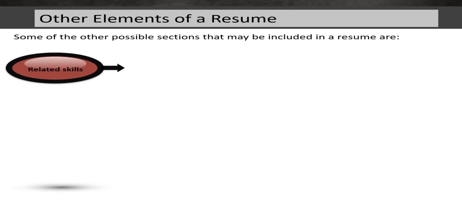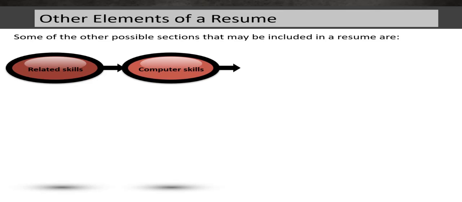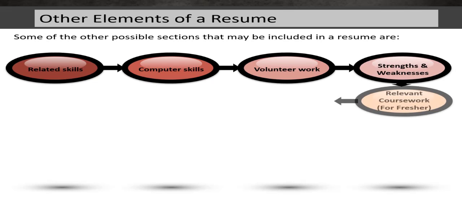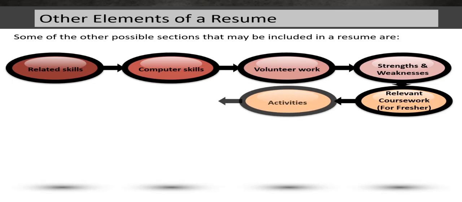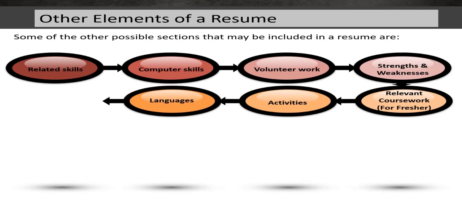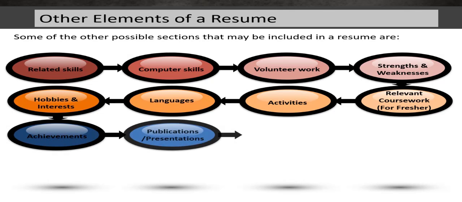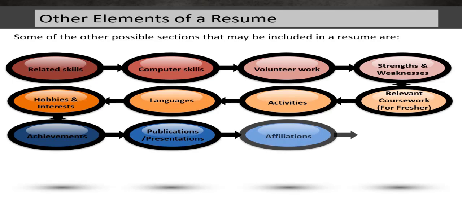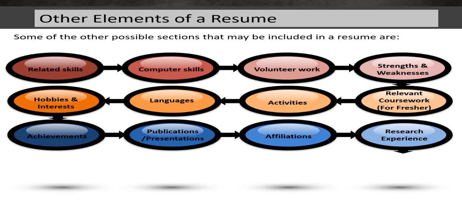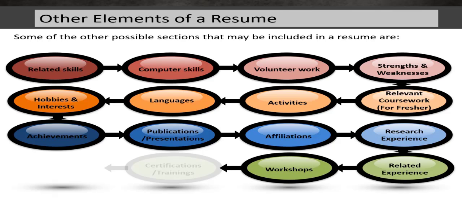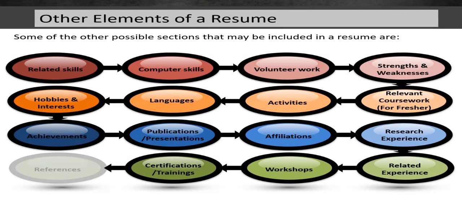Some of the other possible sections that may be included in a resume are related skills, computer skills, volunteer work, strengths and weaknesses, relevant coursework for fresher, activities, languages, hobbies and interests, achievements, publications or presentations, affiliations, research experience, related experience, workshops or trainings, references.